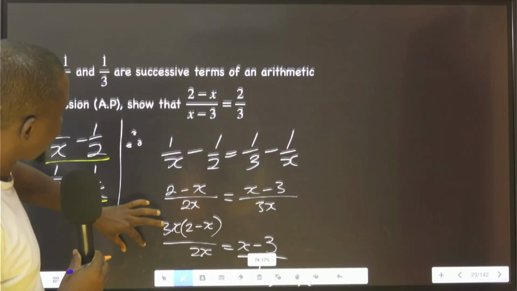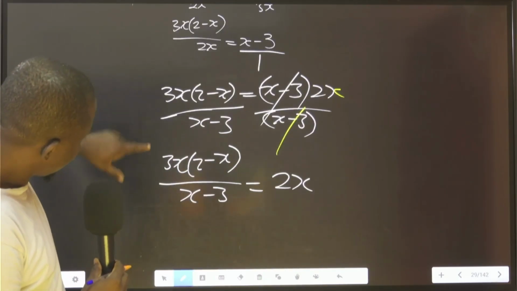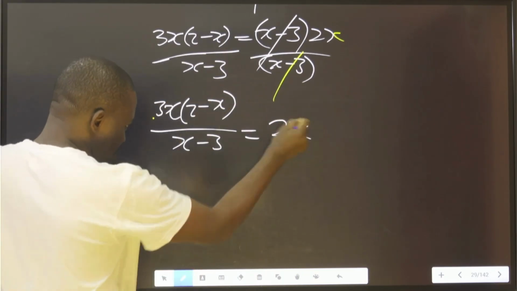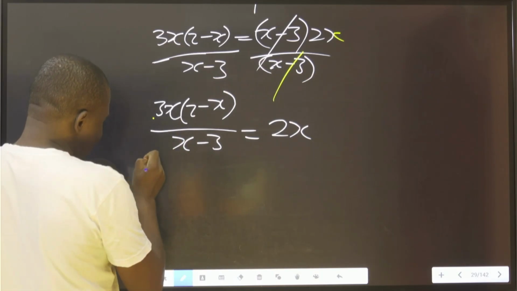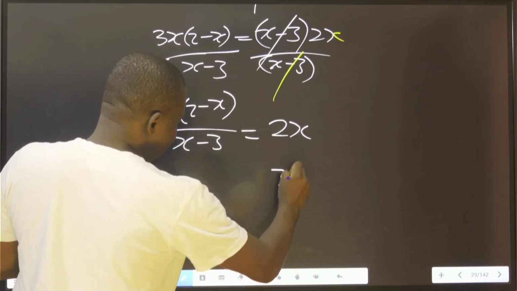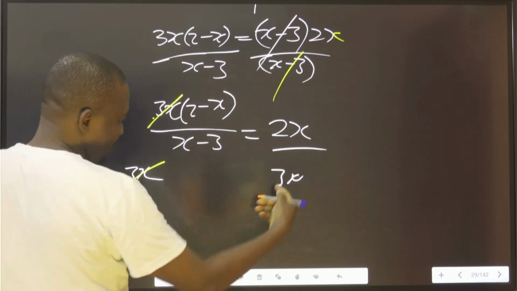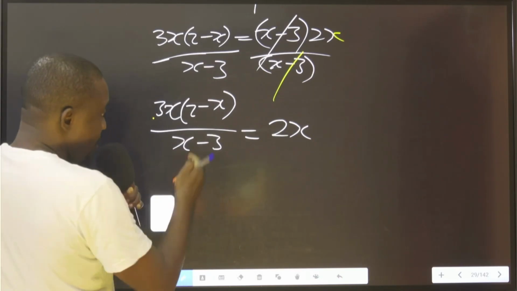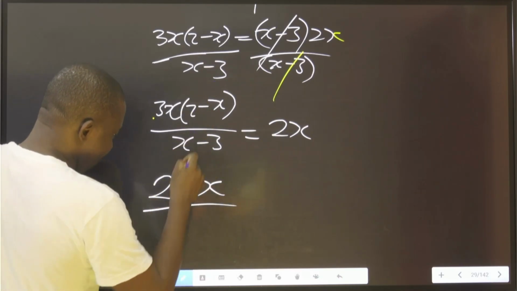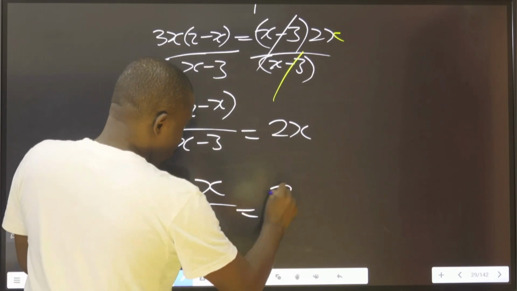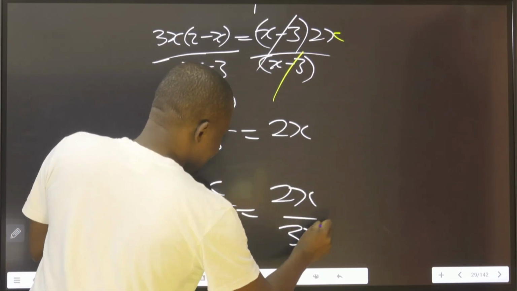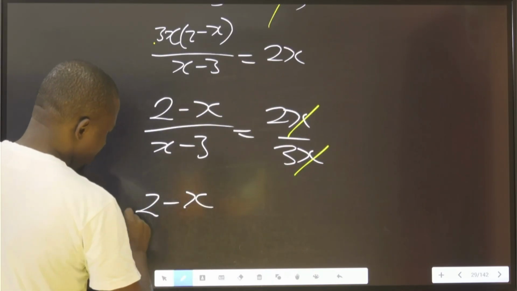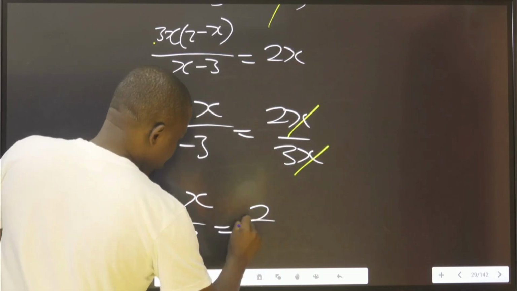Let's look at what we have, and move this to this side. That is to say, divide both sides by 3x. This 3x will come down. That is, divide here now by 3x. Divide here by 3x. This and this will cancel. This will be here, okay? I don't need to write it out like this. I just say 2 minus x all over this equals 2x over 3x. This and this will cancel. You agree with me? It is 2 minus x over s minus 3 equals 2 over 3.